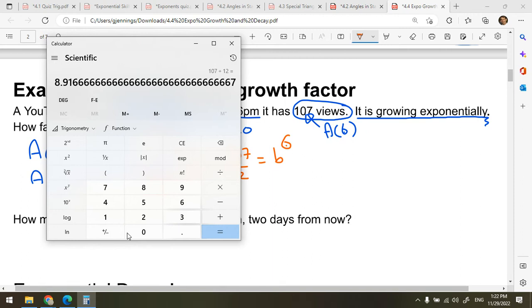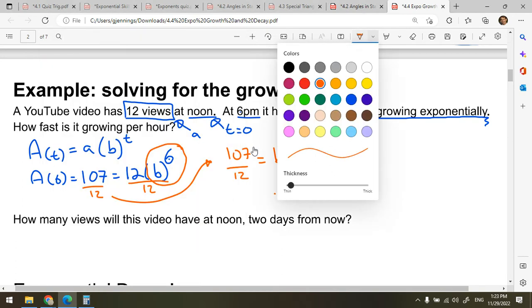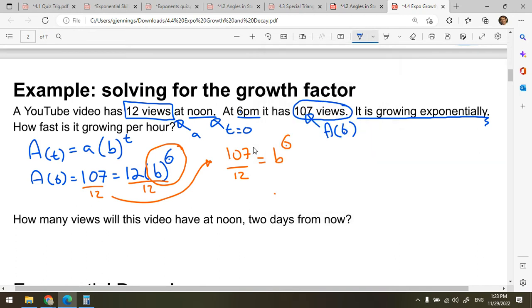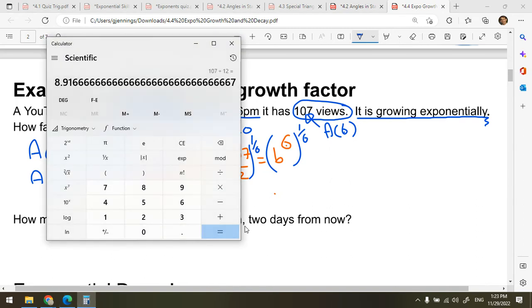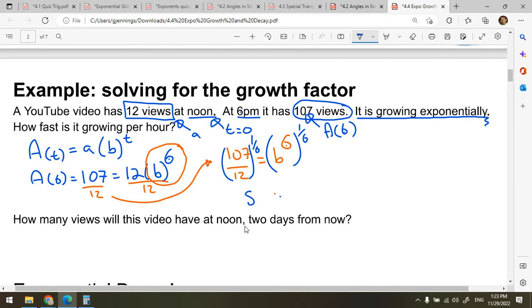Okay. And now what I can do is here get out my inverse operations pen again. I'm going to go back to blue. And I could raise both sides to the 1/6. Then this number in here is 8.9. 8.9 to the 1/6 is equal to b to the 6 multiplied by 1 over 6. That's just b to the 1 when I apply my power laws. That isolates b.